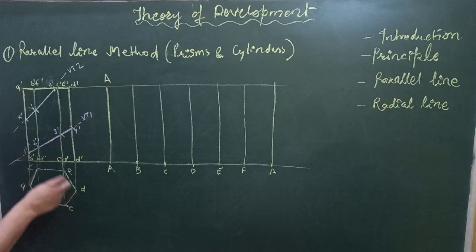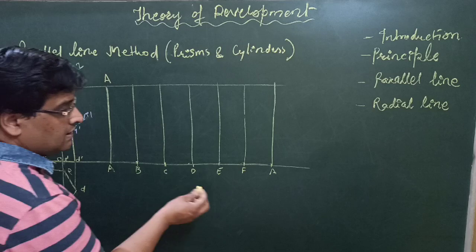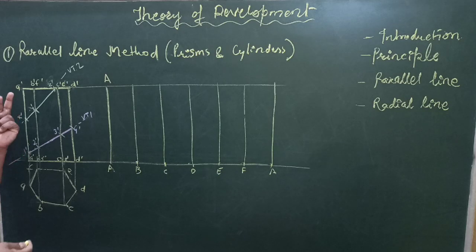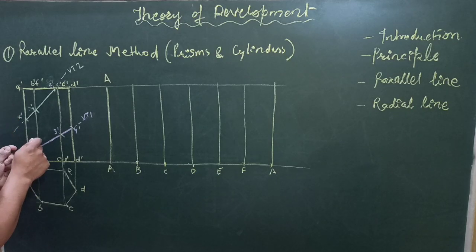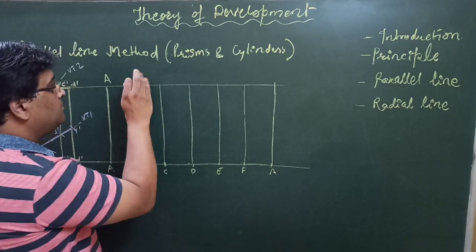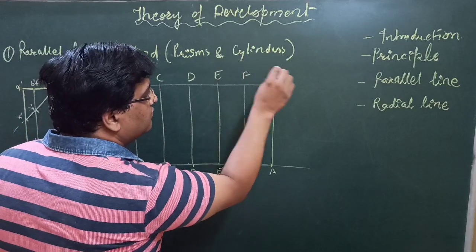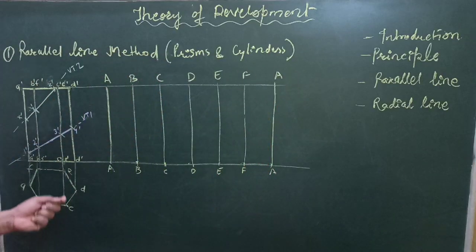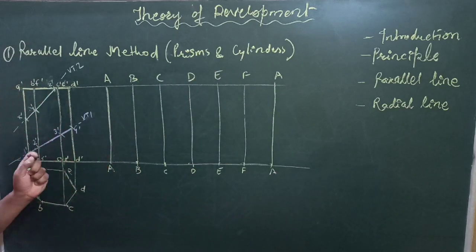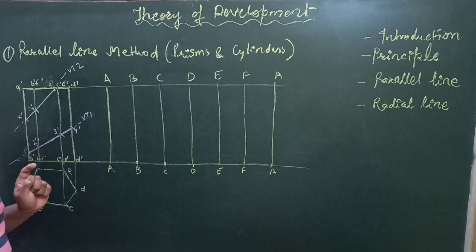Whatever the number of sides in the base, you have to cut that many times here. The first line and last line will be the same because we have cut from A to A. So when we open it, AA will be there and this point will also be AA at the end. So this is A to A, then B to B, C to C, D to D, E, F and A to A. This rectangle is the development of the complete surface of the prism without considering any cutting plane.